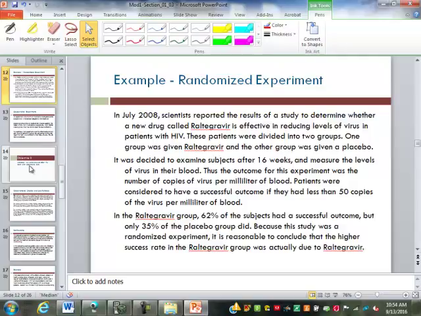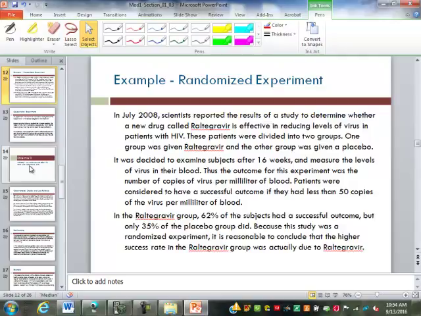Now here you might say, well, isn't that kind of unethical to give someone a placebo when they think they might be getting medicine? In a place like that, they're very careful that they sign the papers up front that they know that there's a possibility they might not receive any treatment. So it was decided to examine subjects after 16 weeks and measure the levels of the virus in their blood. Thus, the outcome of the experiment was the number of copies of the virus.